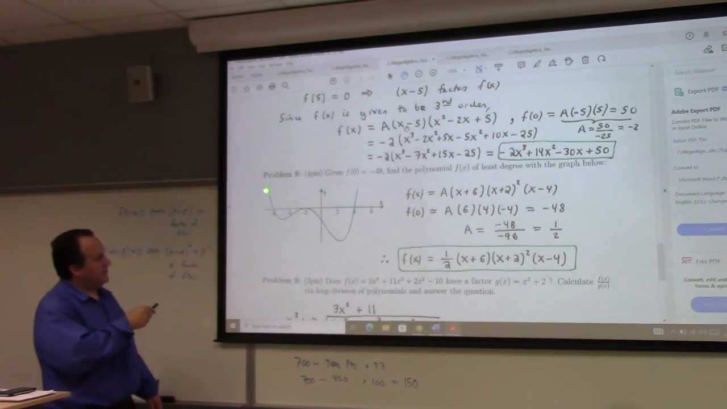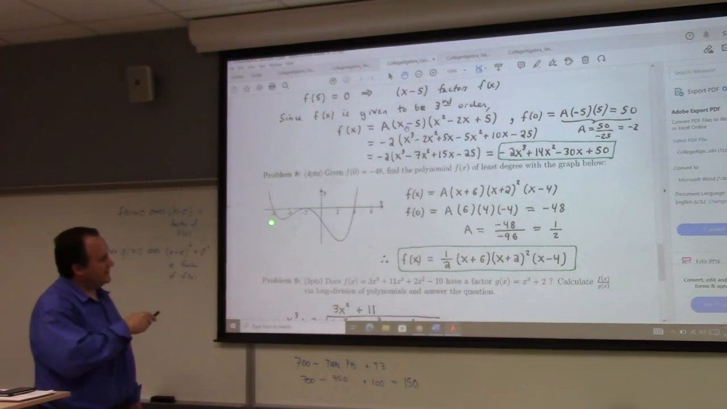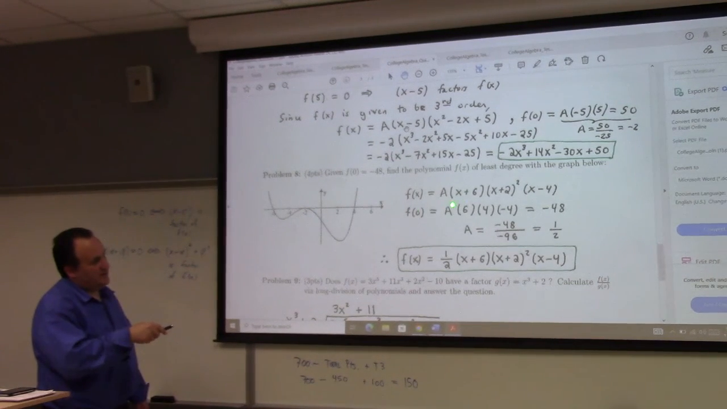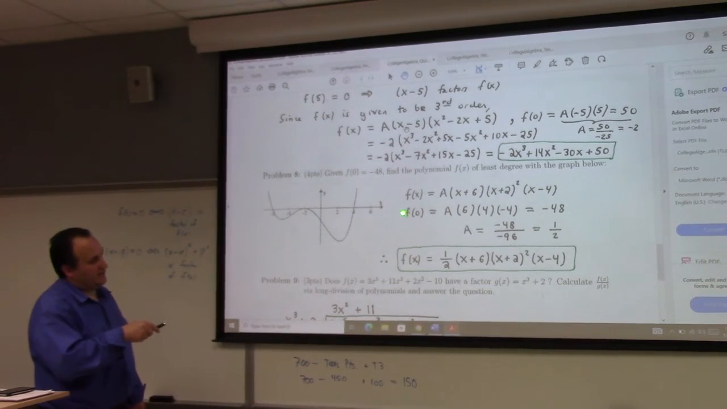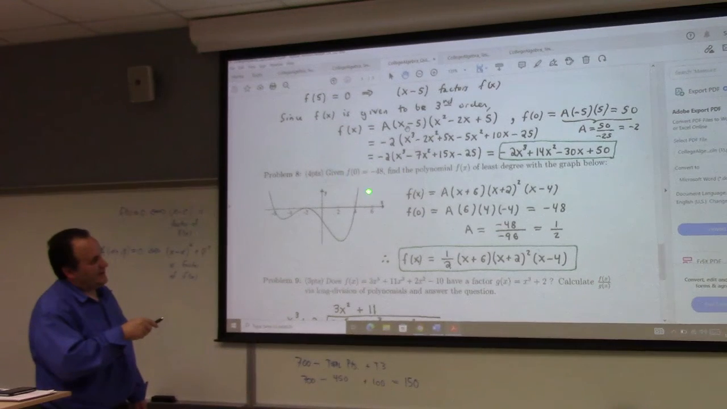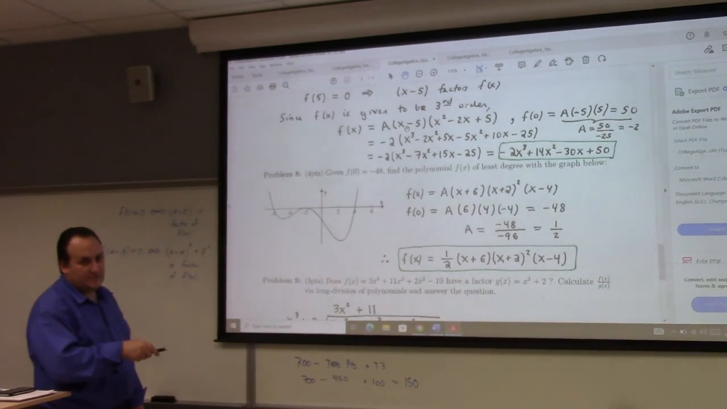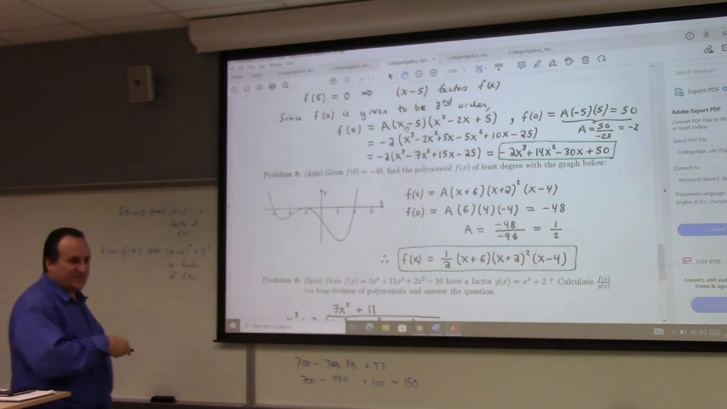Remember this one? We have a crossing at 6, a crossing at minus 6, a crossing at 4, a bounce at minus 2, which forms, this is my template. So I do x plus 6 to get the crossing, x plus 2 squared to get the bounce, and x minus 4 to get the crossing. I also know that f of 0 is minus 48. That allows me to fix the value of a, and there's your answer. Did I multiply it out? I did not, right? And most of you have not done that this semester, so hooray.